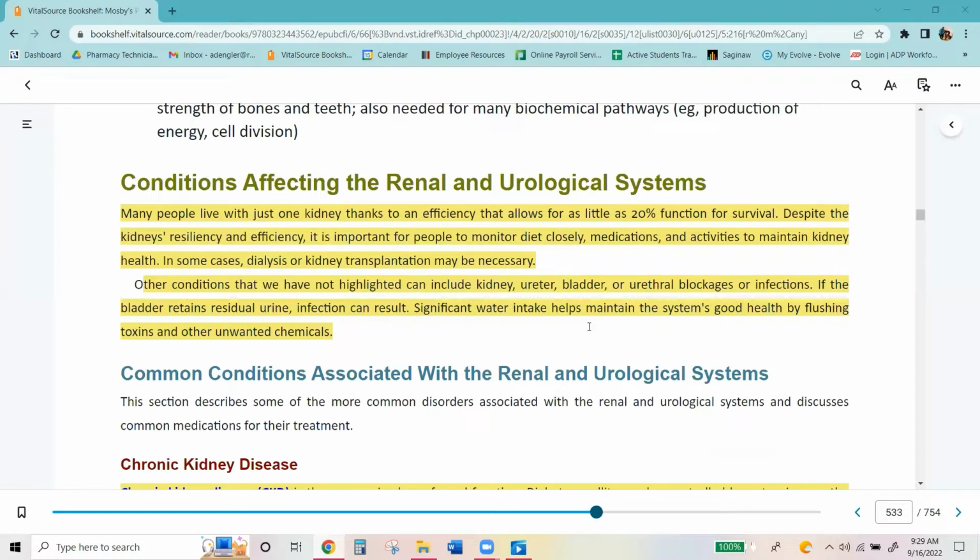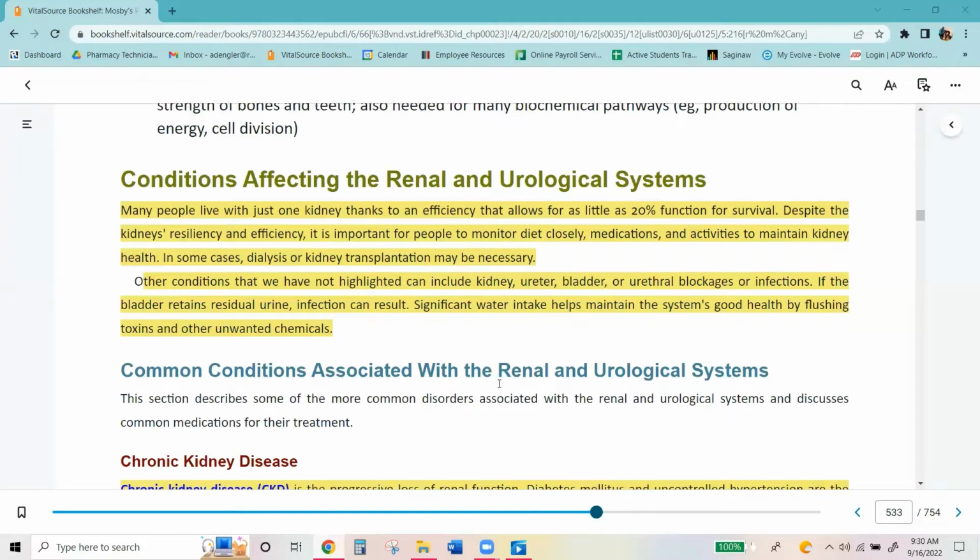If the bladder retains residual urine, infection can result. Significant water intake helps maintain the system's good health by flushing toxins and unwanted chemicals.